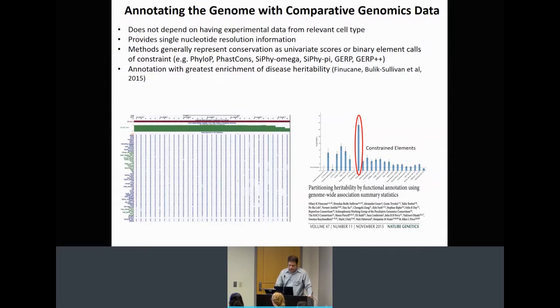One of the original annotations of the non-coding genome was using comparative genomics information. After sequencing the human genome, they started sequencing the mouse genome, and then the rat and dog genomes, and then additional genomes, and started comparing the DNA sequence in these multiple sequence alignments to identify what parts of the genome are constrained evolutionarily. And it turns out estimates are around 5% of the human genome is constrained, and the majority of that is in the non-coding parts of the genome.